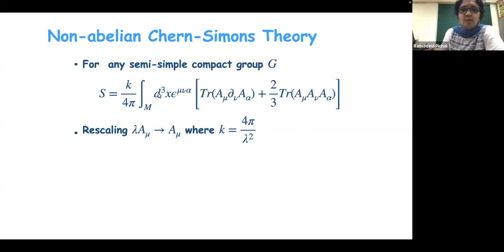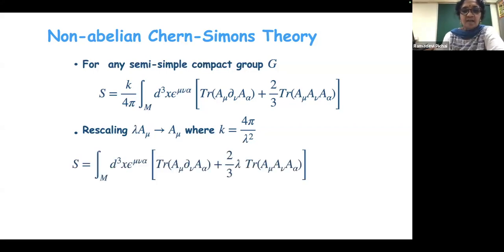Okay, so the first thing I want to do, just like in any non-abelian theory, is to first write an interacting vertex. That's not very visible here, but you can do a rescaling of A_mu by a lambda factor, where lambda is related to k in this fashion. If I do this rescaling, we end up getting the above action rewritten in this fashion.